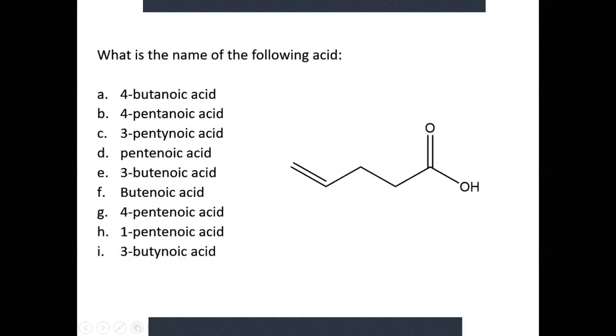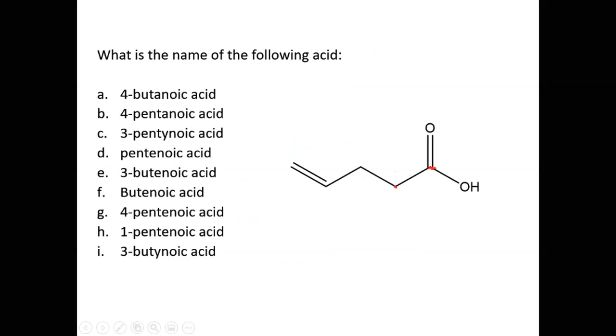Now we have this acid. Something other than green. I get tired looking at green. So again, the first thing we need to do is count the number of carbons. So we got 1, 2, 3, 4, 5. So we know the root's going to have pen. So anything that doesn't have pen in it, we get rid of it. So we can get rid of A, E, F, and I. So we determined the number of carbons. It had 5, so we're going to use pent.